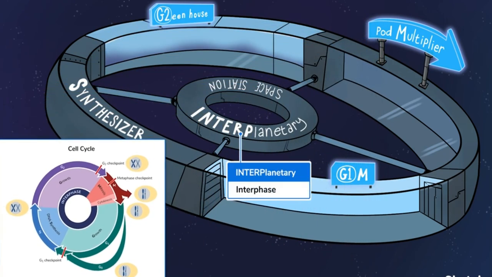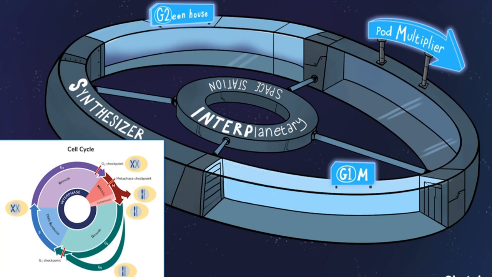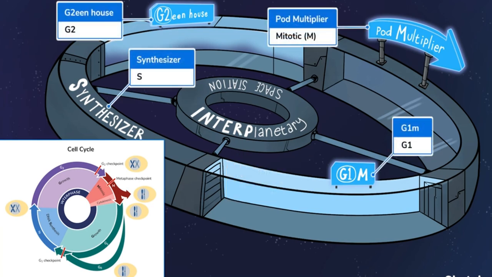And this interplanetary space station is fully equipped with a brand spanking new gym, a factory for synthesizing new information, a greenhouse, and of course, a pod multiplier. Because no space station is complete without a pod multiplier. Alright, let's take a tour of the facilities.